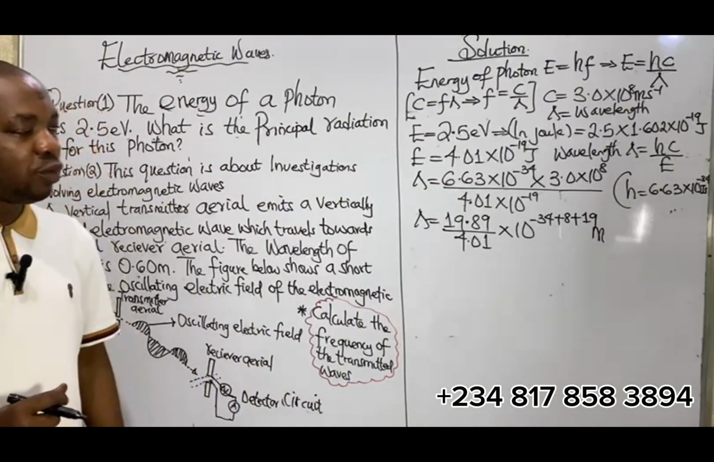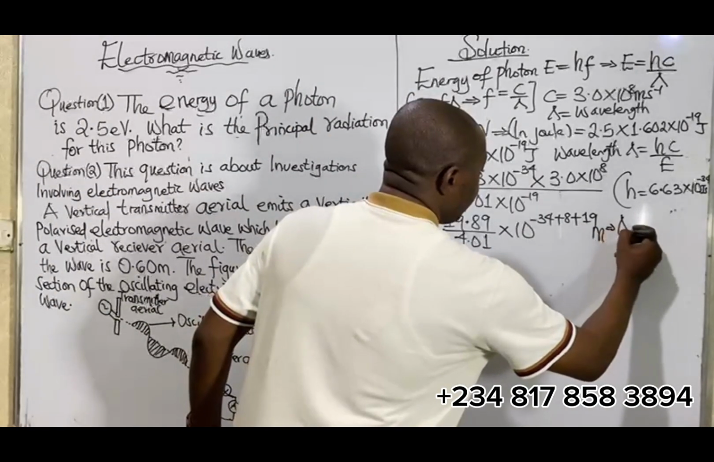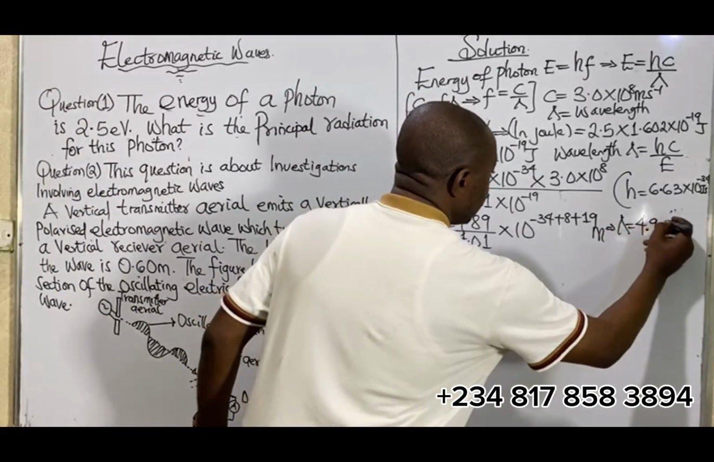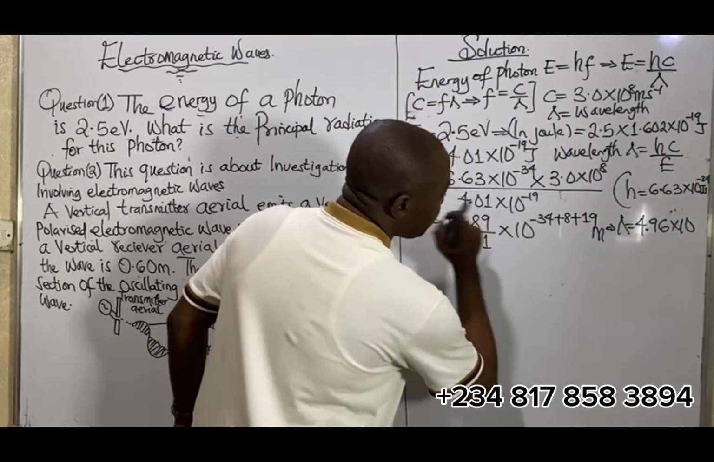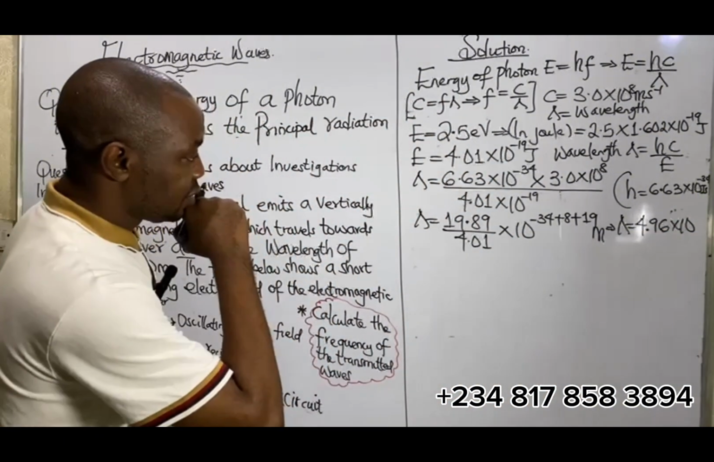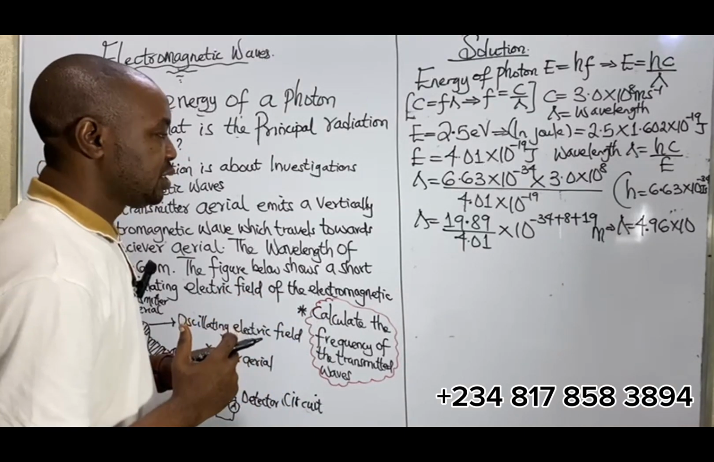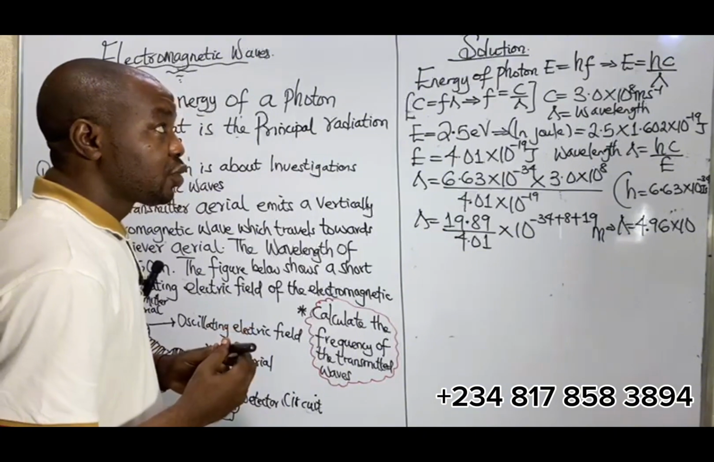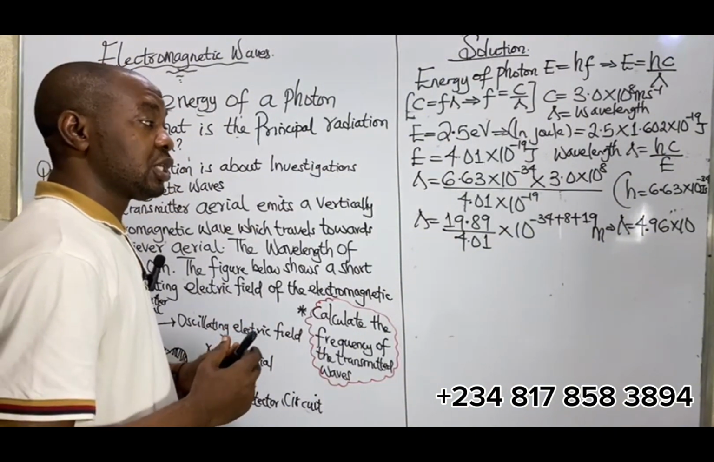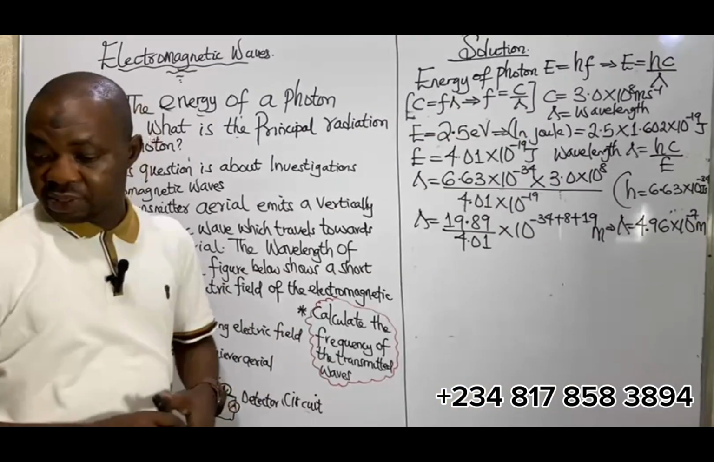Meters. That's the unit of wavelength, in meters. So we have 4.96. So here we have the wavelength to be 4.96 times 10 raised to the power of, now 19 plus 8, that will be 27. So what is now 27 minus 34? That's going to be minus 7. So this would be minus 7 meters.